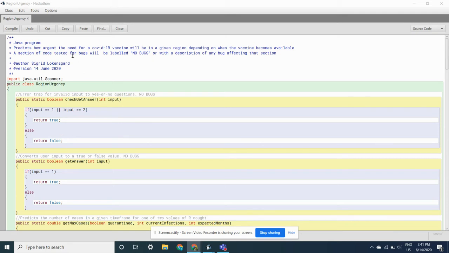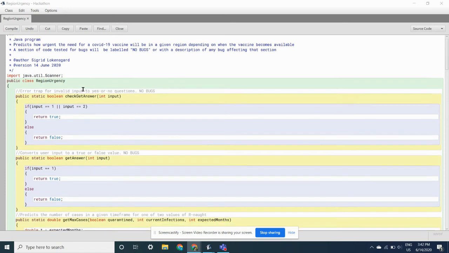So my program uses data about the total number of persons in a given region, the total number of those people who have been infected with COVID-19, the current number of people in that region who are currently infected with COVID-19, the amount of time until a vaccine will be available, and the extent of preventative measures against the spread of COVID-19 in place at the time the program is run.